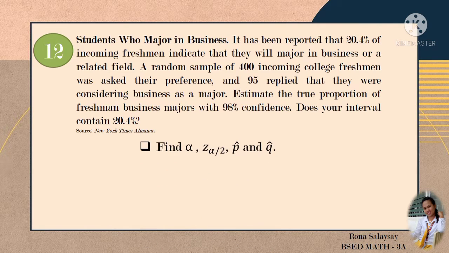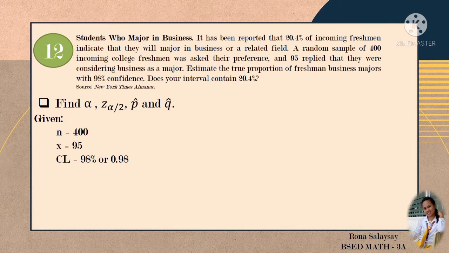So let us solve the problem by finding first the alpha, z sub alpha over 2, p hat and q hat, given the sample size n which is equal to 400, number of sample units of 95, and confidence level of 98% or 0.98. So let us first find the alpha, wherein alpha is just equal to 1 minus the confidence level which is 0.98. Therefore, 1 minus 0.98 is just equal to 0.02. Then, alpha must be divided into 2 which is equal to 0.01.